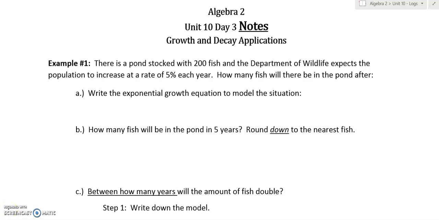Unit 10, Day 3, Notes, Growth and Decay Application. So word problems, almost all of these problems, most of it is in the calculator. We set it up, we organize everything, but then we type it in the calculator. So if you don't have your calculator out right next to your paper, pause, go find it, come back, start the video over. You literally have to have your calculator if you want to get any of these problems right.